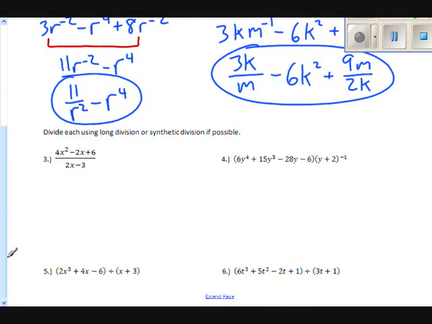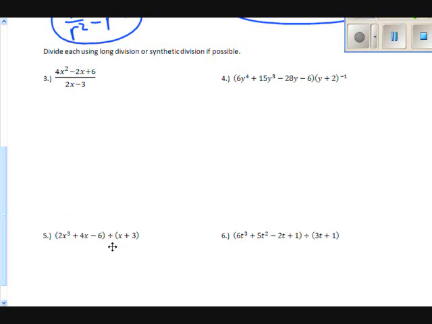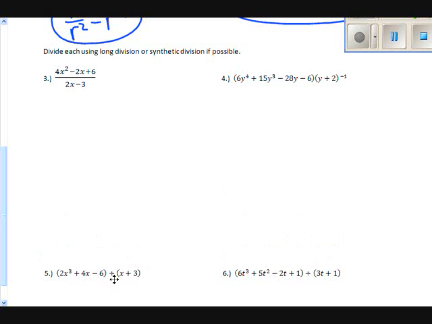All right, this is where the fun begins, of course. If we look at each of these, I'm dividing. This time I have a polynomial divided by a polynomial. So there's two options here, either long division or synthetic division. And we can only use synthetic division if it's possible to use synthetic division. It doesn't work all the time.